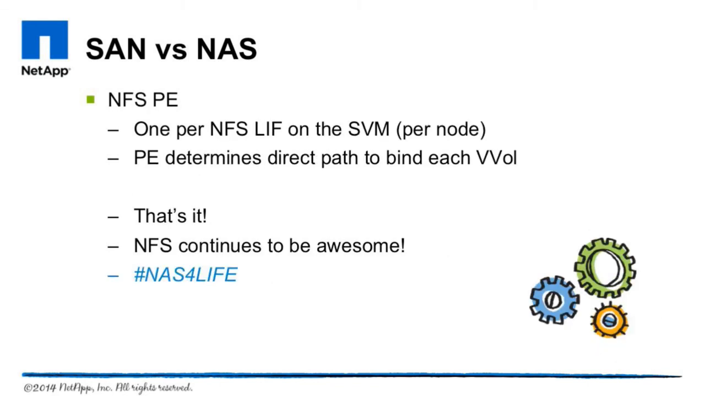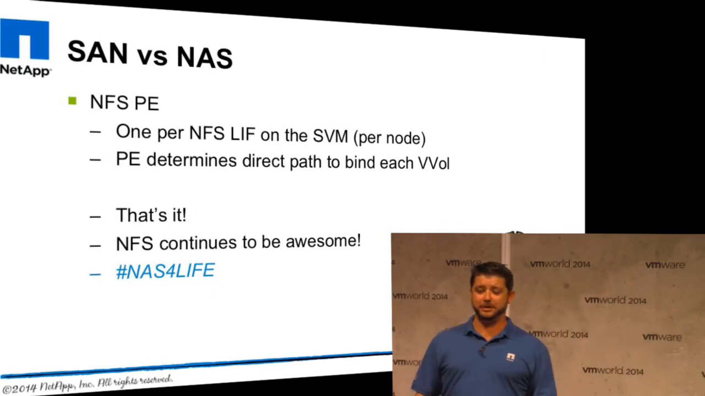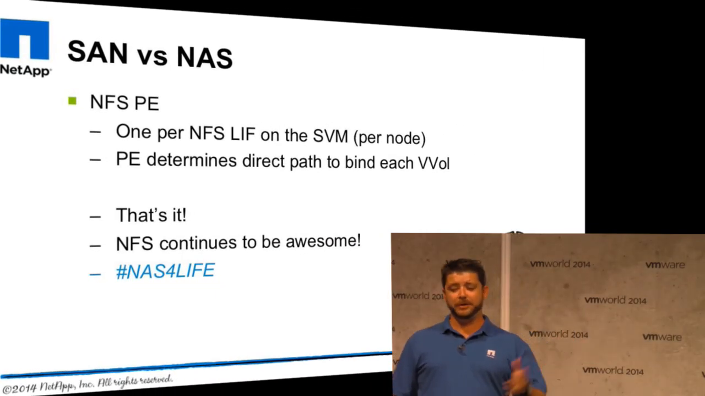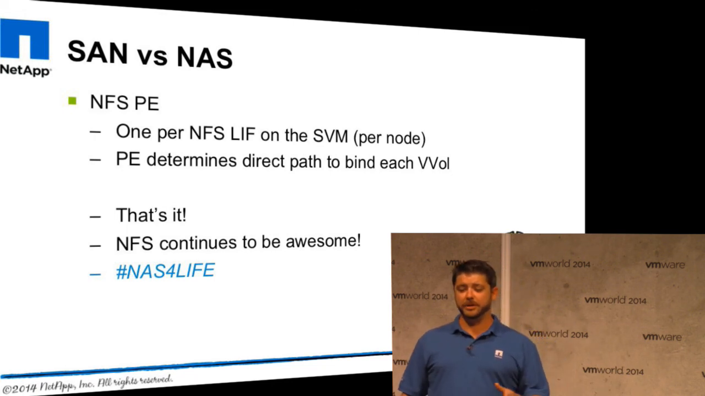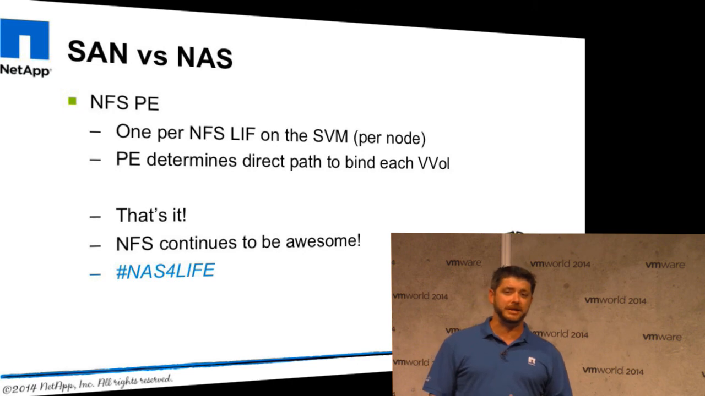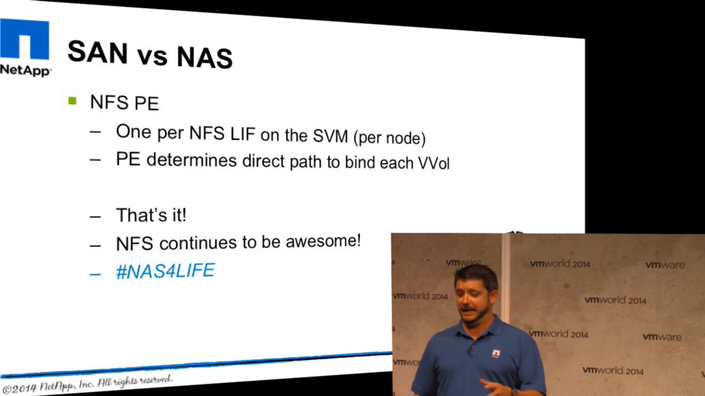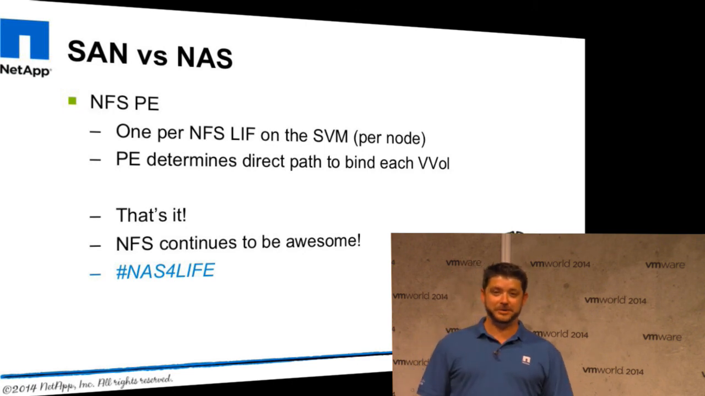For NAS, everything just continues to be easy, like it always has been. One protocol endpoint per LIF per storage VM is really the main thing you need to know when you start sizing. Protocol endpoint determines the direct path to bind each virtual volume to. And that's it. NFS continues to be awesome.